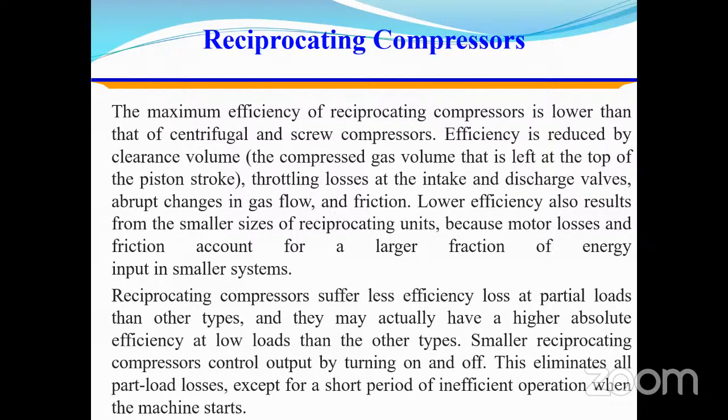Reciprocating compressors suffer less efficiency loss at partial loads than other types, and they may actually have a higher absolute efficiency at low loads than the other types. Smaller reciprocating compressors control output by turning on and off. This eliminates all part load losses except for a short period of inefficient operation when the machine starts.